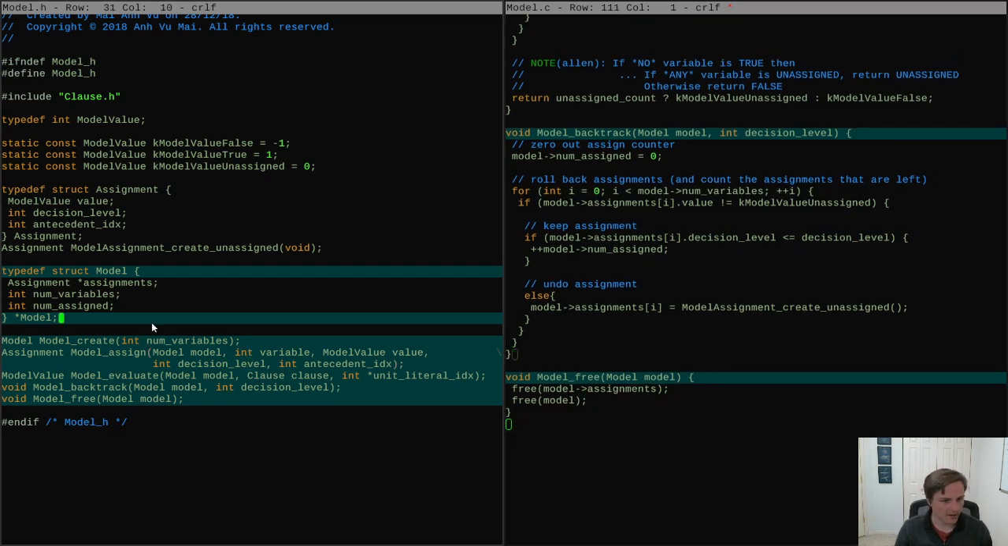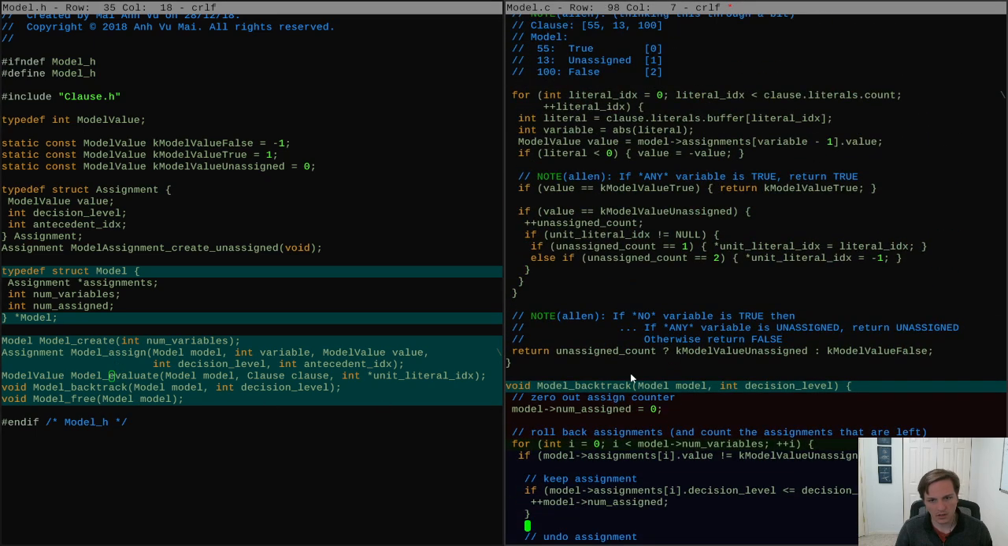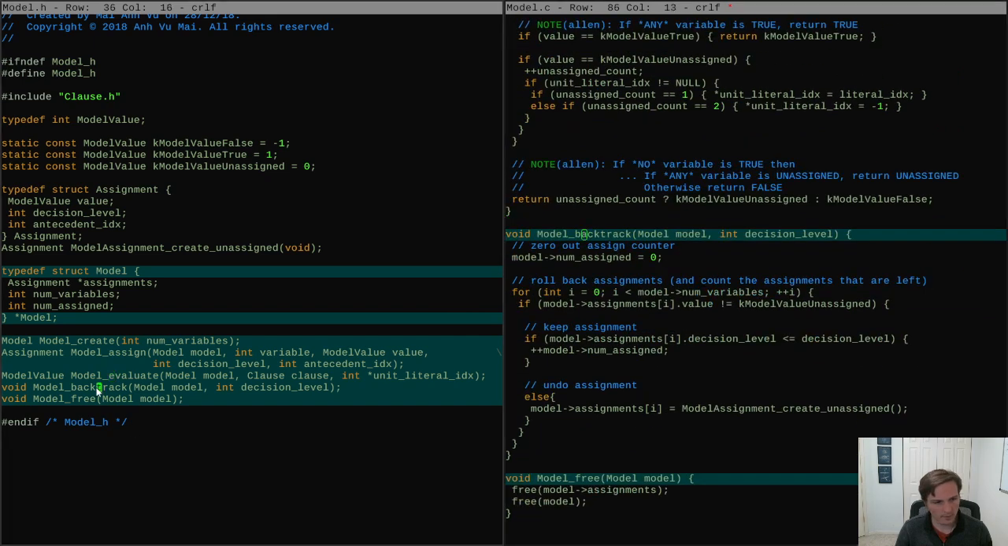And then model free, that's boring. Okay. So we know what the model can do. We can assign variables in it. We can evaluate a clause. We can backtrack. Now we want to go and look at that solve.